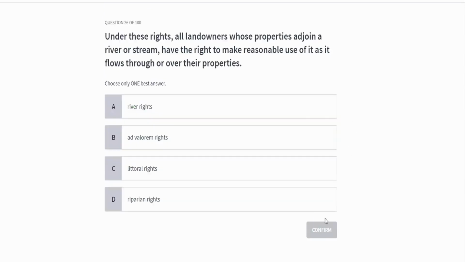All right, next one, 26. Under these rights, all landowners whose properties adjoin a river or stream have the right to make reasonable use of it as it flows through or over their properties. Is it A, river rights, B, ad valorem rights, C, littoral rights, or D, riparian rights? So as always, here's some time for you guys to read it over and come up with your answer, starting now.